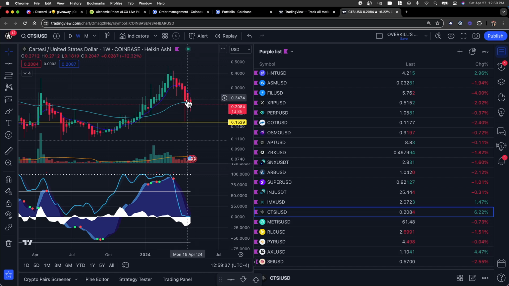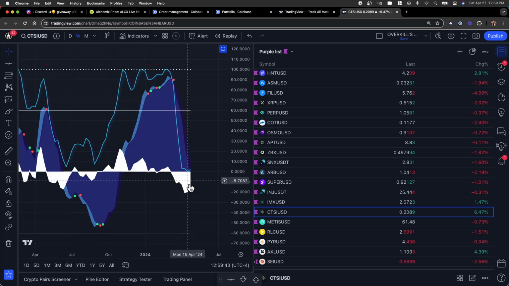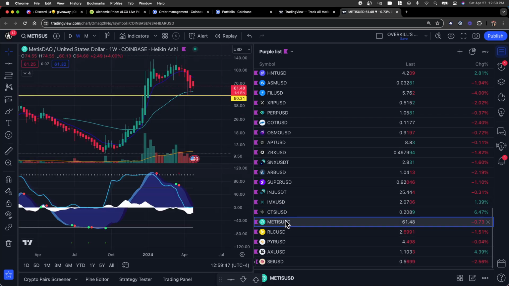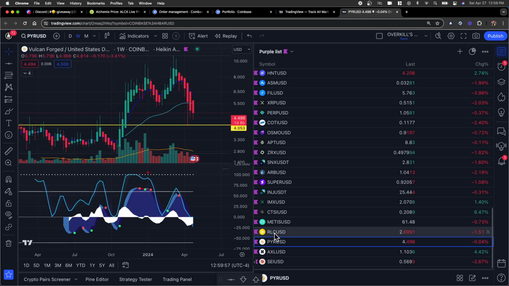So CTSI, 15 cents is the level on this one. You can actually probably move that up to 17 if you want to play it. Stochastic on the floor. Again, white wave starting to point up there, looking good. Metis, okay, also sitting right there on the 50 as well. A lot of these are just sitting right on their 50s. They're bouncing right where we want them to bounce. So I think altcoin season's right around the corner. PYR, I wouldn't like to buy here. I mean, the stop loss is 4.